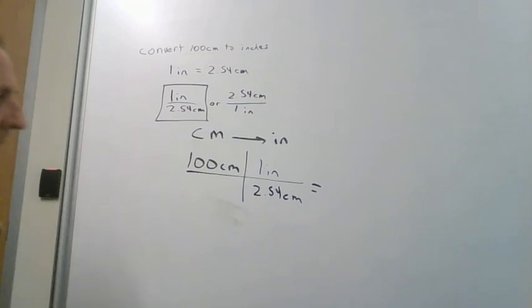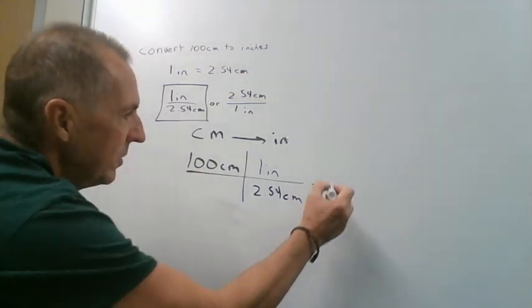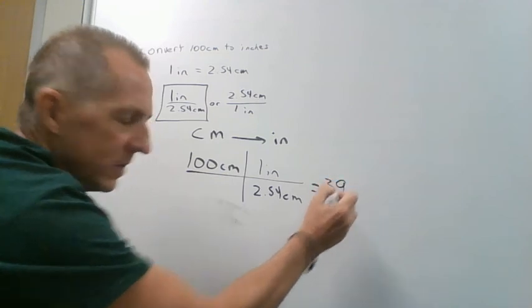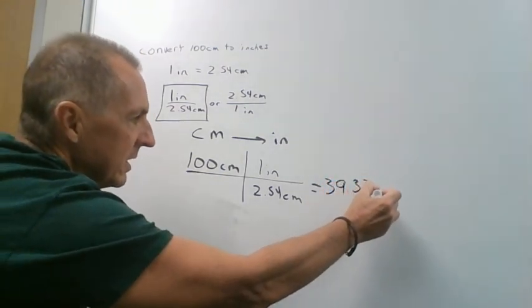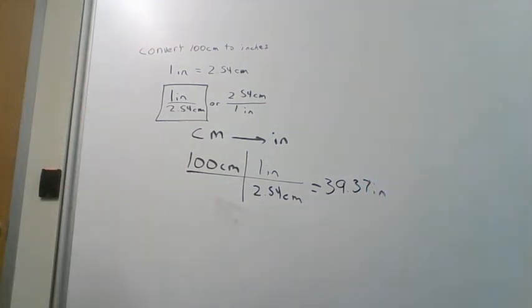And all we have to do now is divide 100 by 2.54. And if you plug that into your calculator, you should get 39.37 inches.